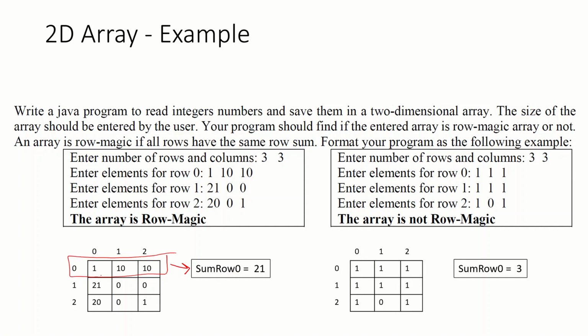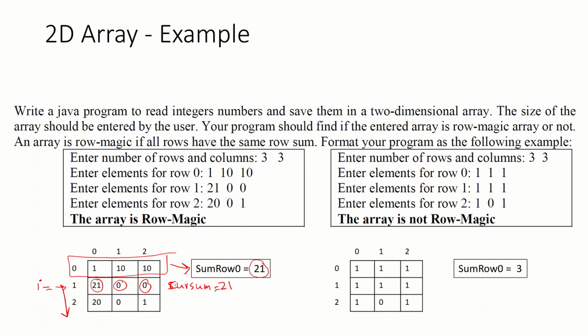And according to this data, if I have 1, 10 and 10, the summation of the first row will be 21. And then we will have a loop going from location 1 up to the end of the rows you have. So here I will start i from 1. And then again we will do the summation, but I will not use sum row 0, which is the previous variable. I have to create a new sum. So for example, we will call it current sum. And here I have to do the summation of the numbers 21, 0 and 0. So this will be 21.